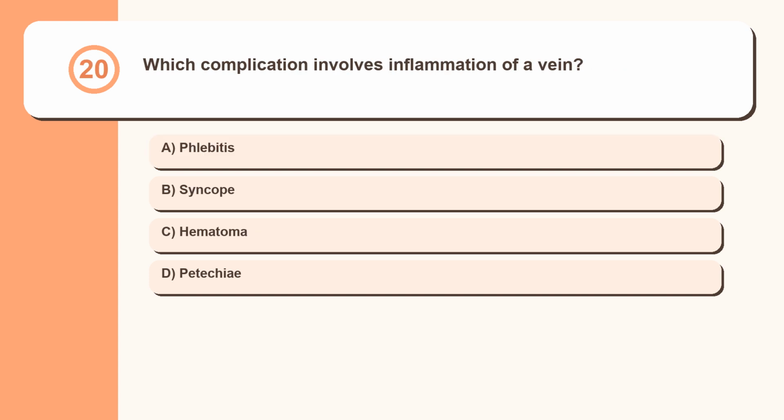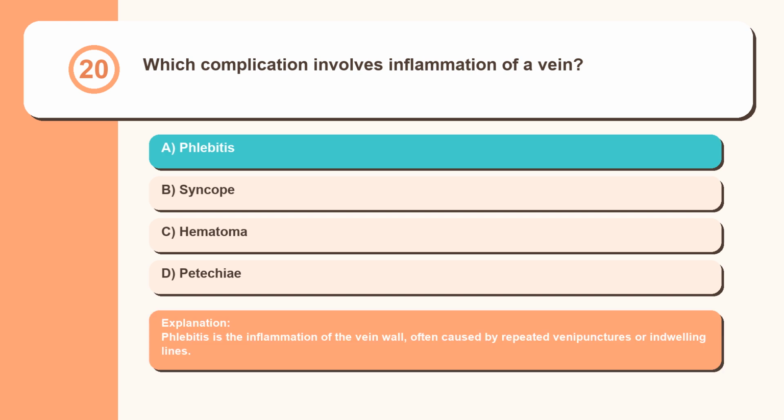Question 20. Which complication involves inflammation of a vein? Phlebitis, syncope, hematoma, petechiae. Phlebitis is the inflammation of the vein wall, often caused by repeated venipunctures or indwelling lines.